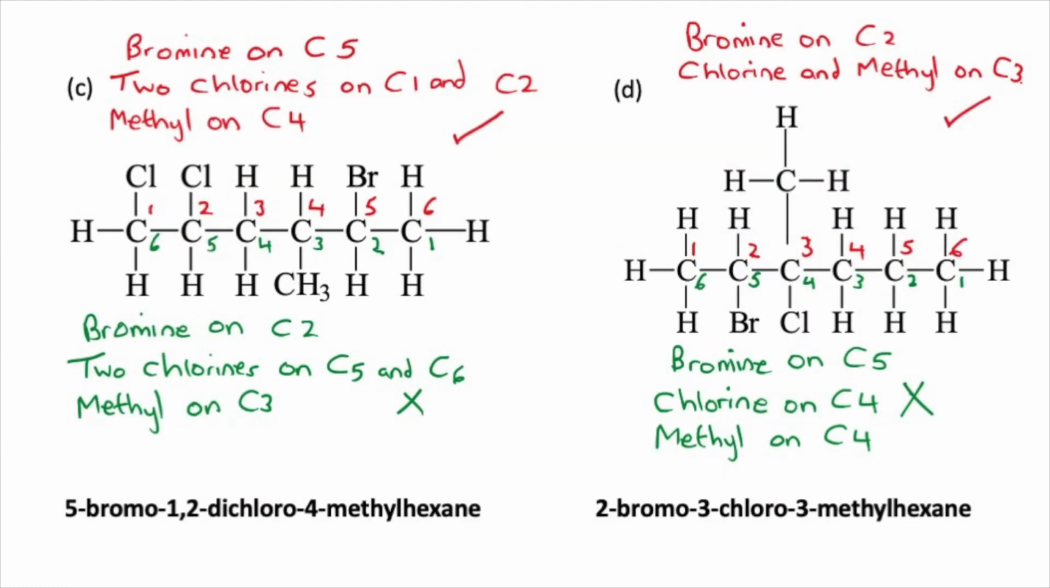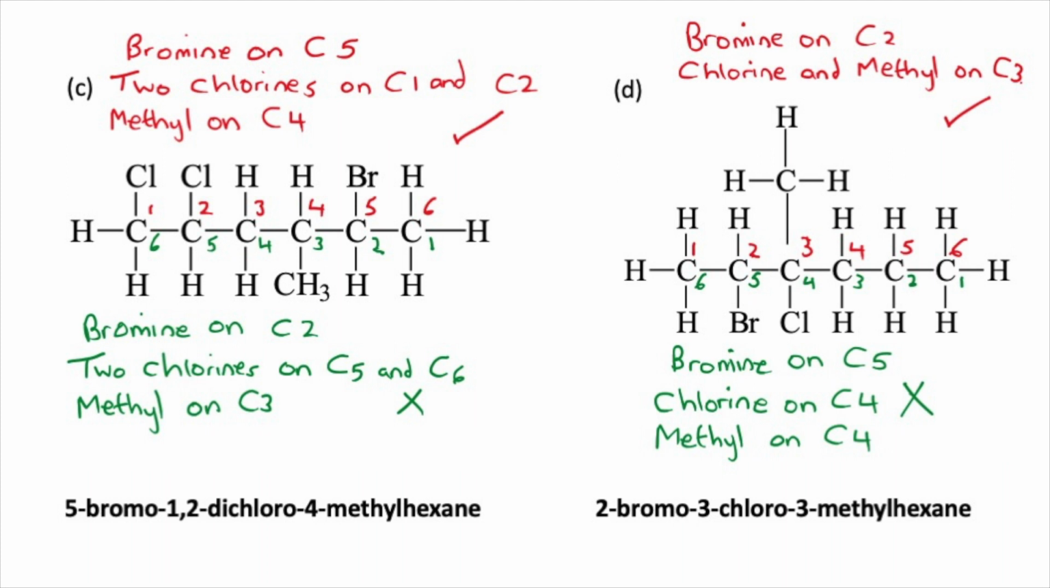So now let's go through how I name compounds C and D. The first thing I need to do when naming a compound is find the longest carbon chain. So this parent chain here is 6 carbons long. That's the longest carbon chain. So the compound's name will end in hexane.